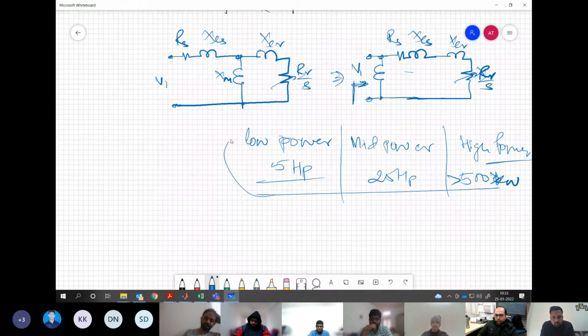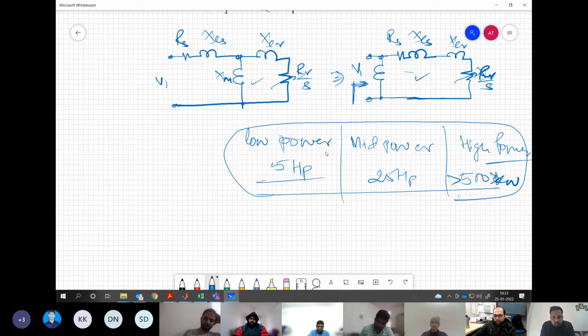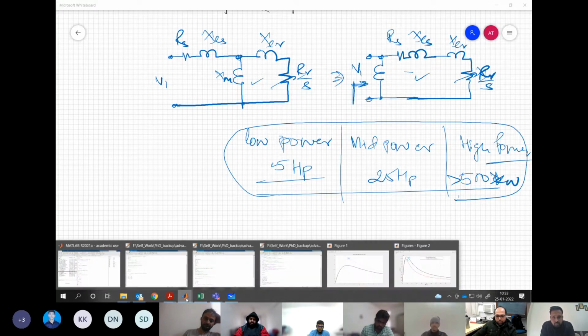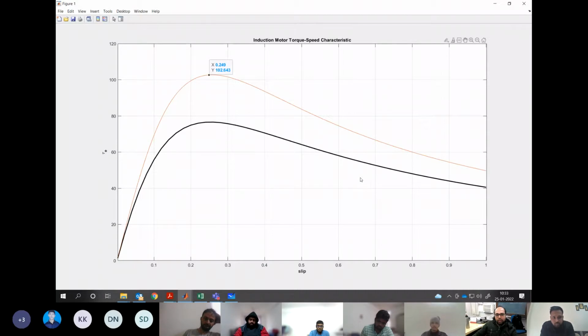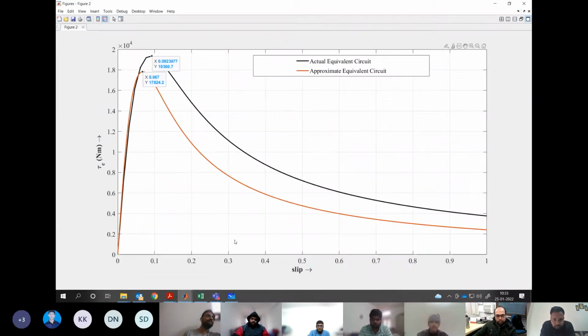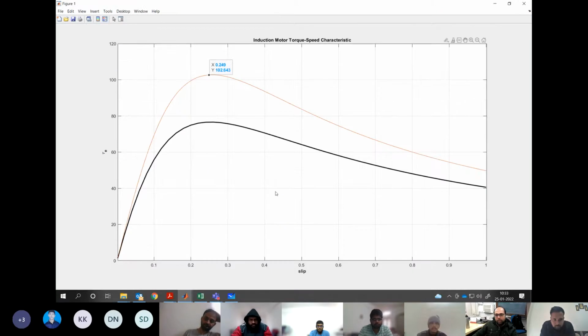So if we have these three categories and we try to see which circuit is giving a better result, or at least whether this approximation is coming close to the actual or not, I have plotted two examples over here for your reference. Is this visible to you? Yes, sir. Okay. So this first motor, from the torque level itself, you can see 100 Newton meter, so that's a small power level motor, right? Now, this is our actual. The black one is showing the actual characteristic. The red one is showing the approximated characteristic.